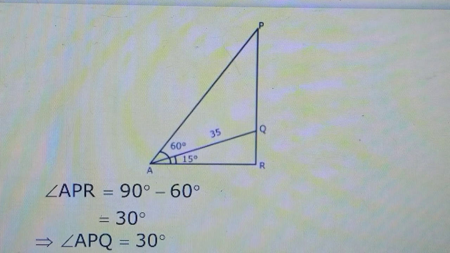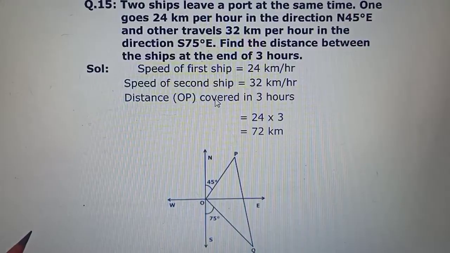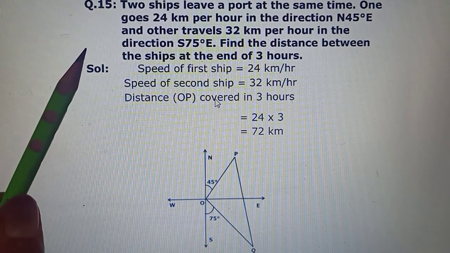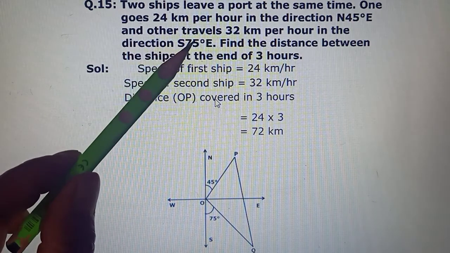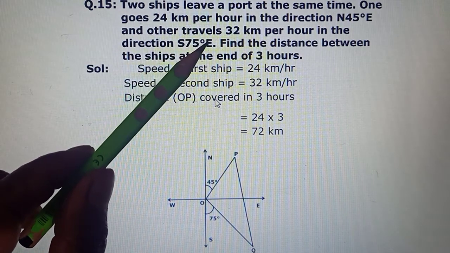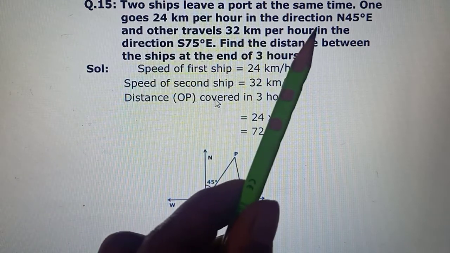So straight away, from the sine rule, we'll get a solution. Okay, look at the 15th one now. Two ships leave a port at the same time. One goes with a speed of 24 kilometers per hour in the direction of north 45 degrees east.